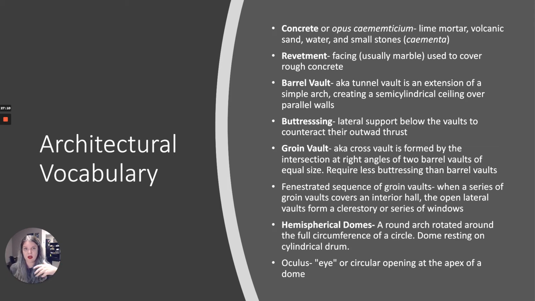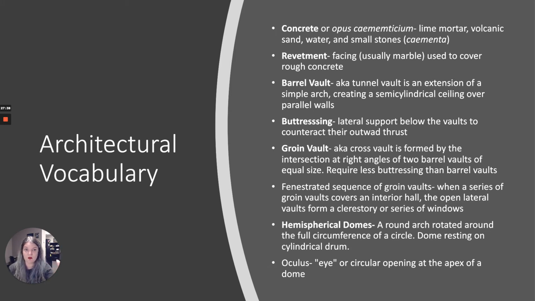They also use something called revetment. Revetment is just facing. Generally, it's like thin pieces of marble that are used to cover rough concrete. So they'd make the thing out of concrete and then face it in marble, which is something that we still do today, right? We have veneers on houses, veneers of stone or brick to make it look like it's made out of that, but it's really like wood underneath, something like that. So that's that.